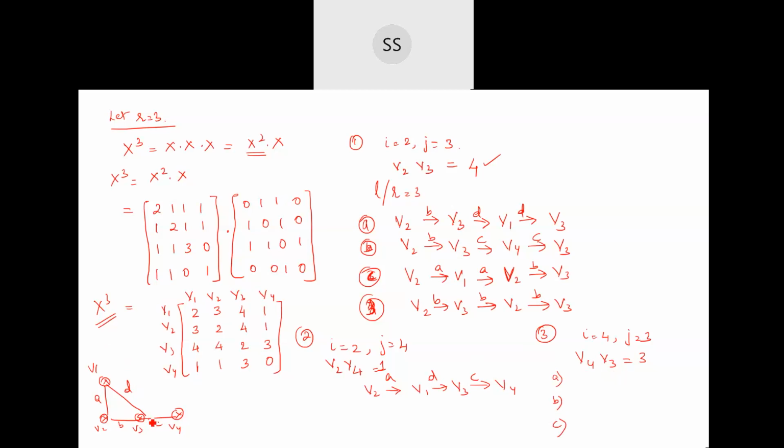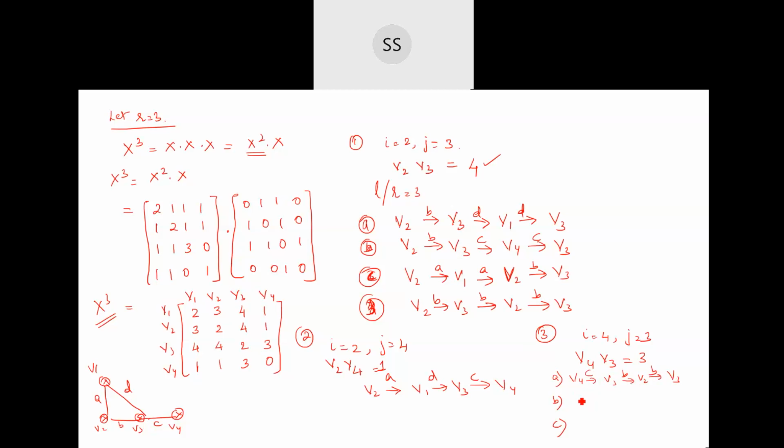Okay, so I know that this is of length 1, right? For length 3, what possibilities do I have to show? I can simply take it as I took earlier. That is, I am starting from V4, I go to V3, I go from there to V2 and I come back to V3. So what are the edges that are involved? That is C, B and B.